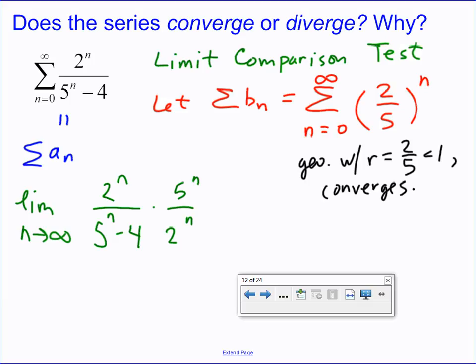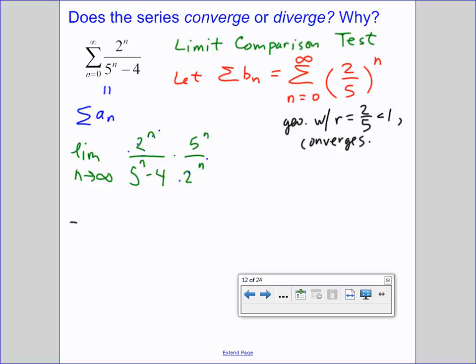And now we'll see if we can do some algebra. Well, right away, look what happens there. That's even easier than the ratio test. And let's see, we get the limit as n goes to infinity of, and now on top I get 5 to the n. On bottom we get 5 to the n minus 4.